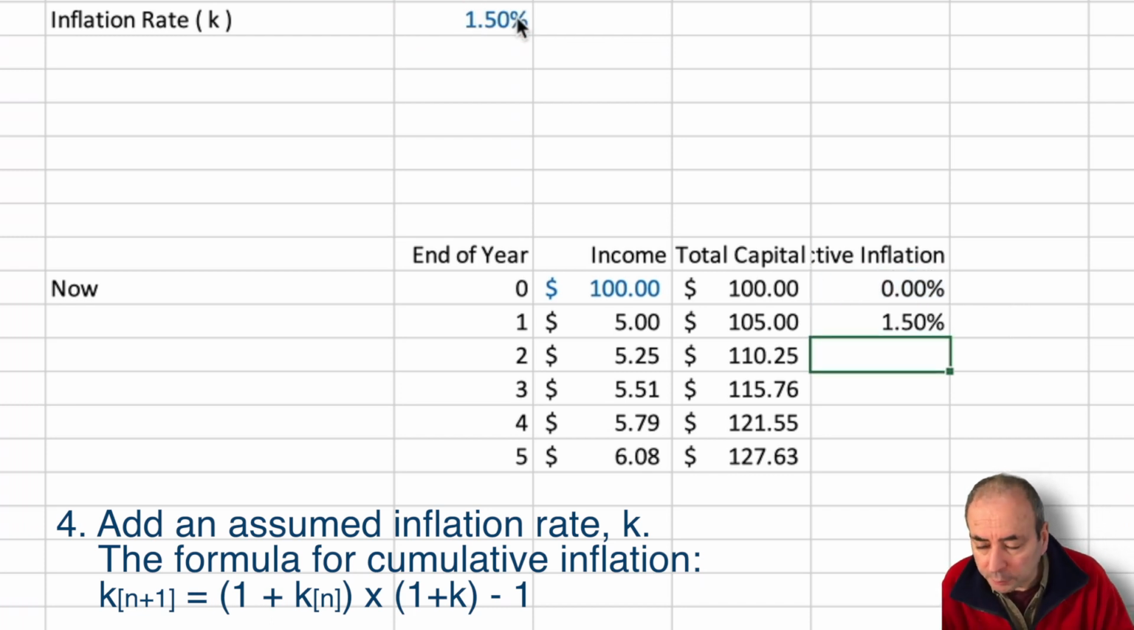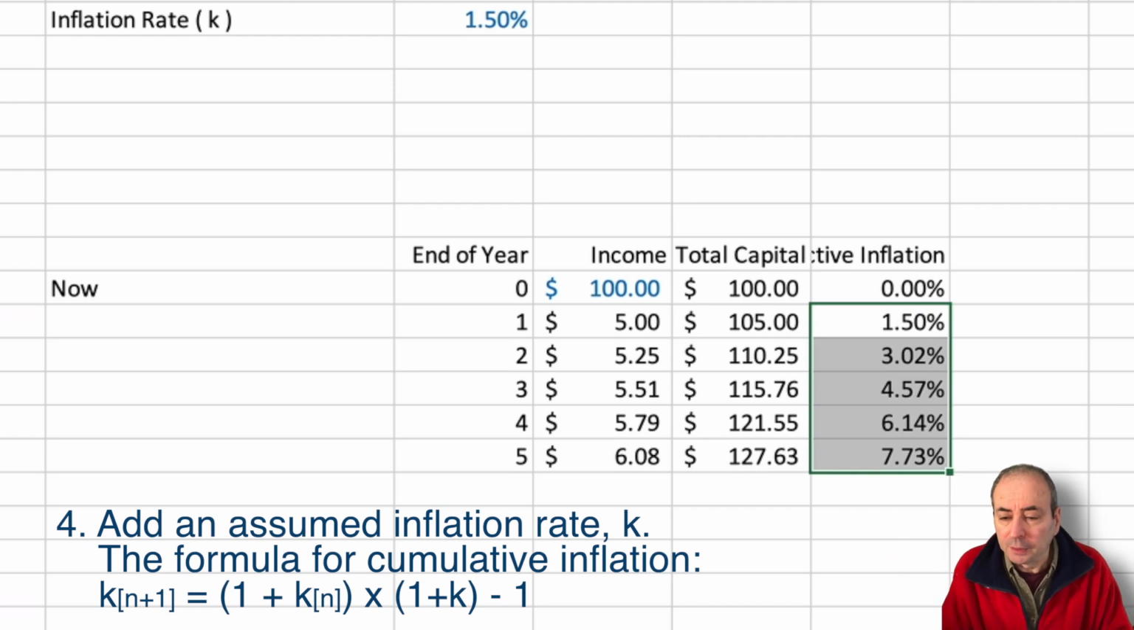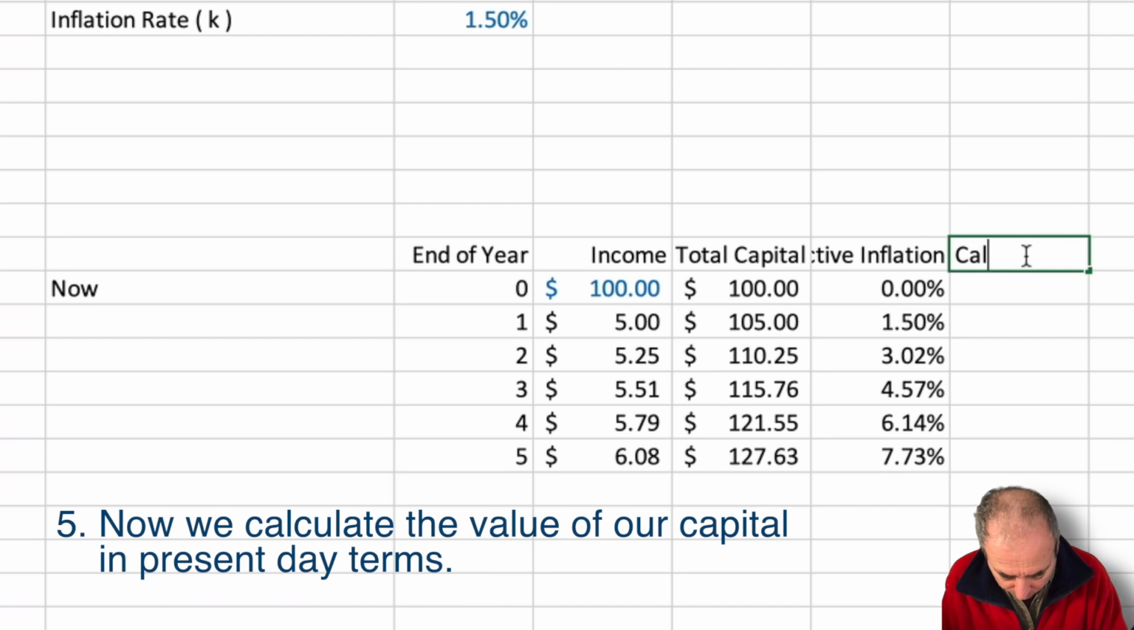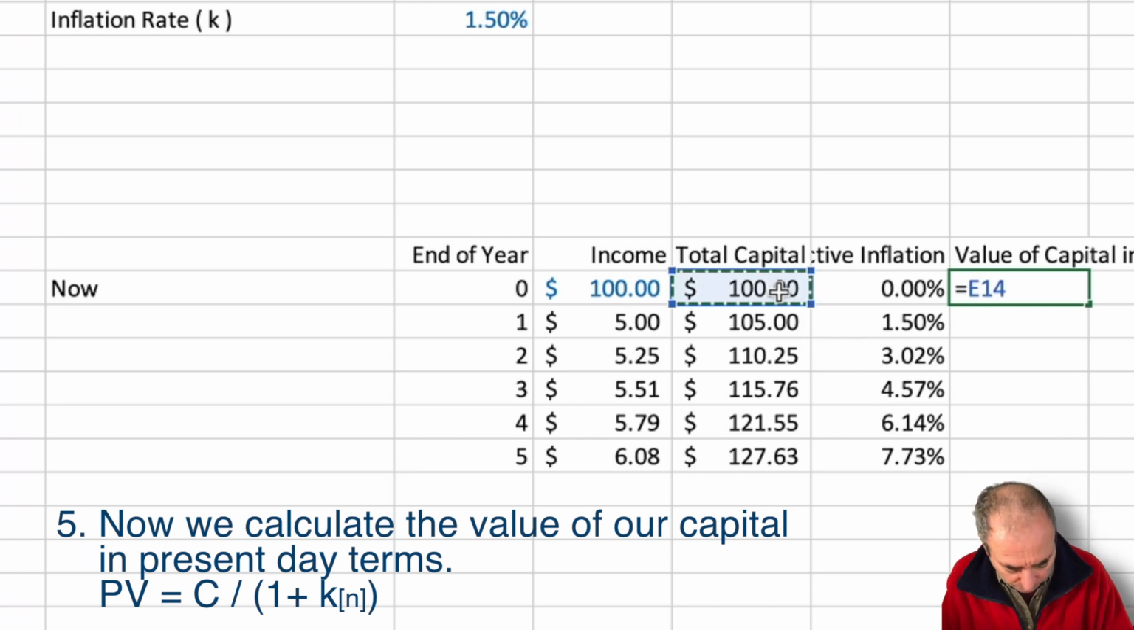And as we would hope, that gives us a 1.5% there, but when we copy that down to future years, we can see that the cumulative effect of inflation grows. And that now allows us to calculate the value of our capital in present terms. Let's call that today's money for the sake of argument. All we do is we take our total capital and we divide it by 1 plus our effective inflation.